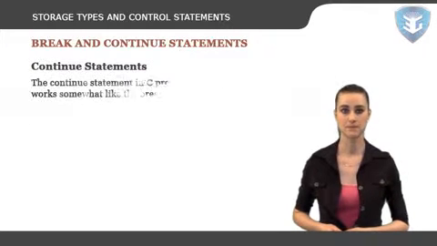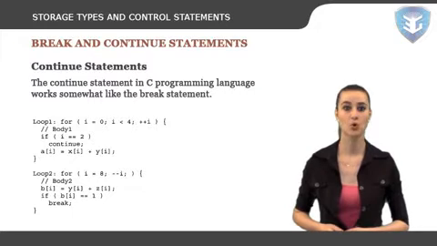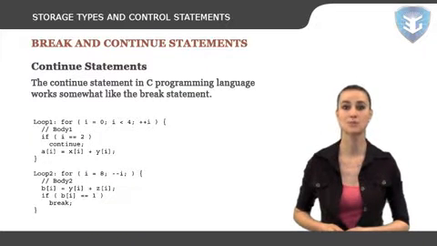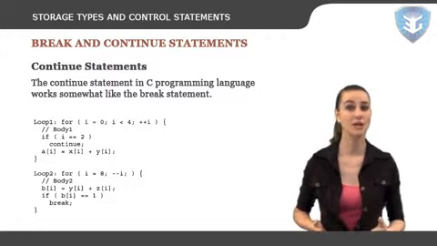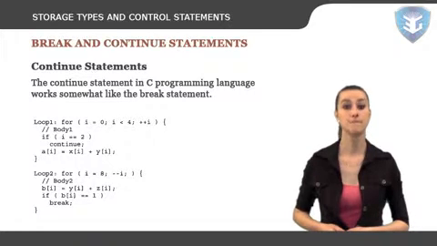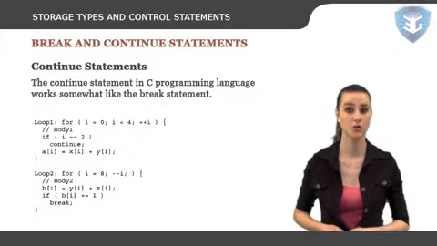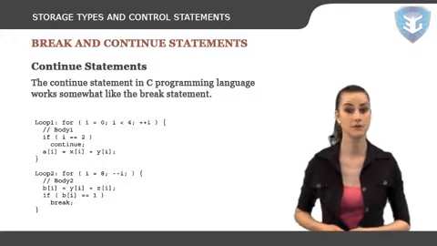Continue statements. The continue statement in C programming language works somewhat like the break statement. Instead of forcing termination, however, continue forces the next iteration of the loop to take place, skipping any code in between. For the for loop, continue statement causes the conditional test and increment portions of the loop to execute. For the while and do while loops, continue statement causes the program control to pass through the conditional tests.